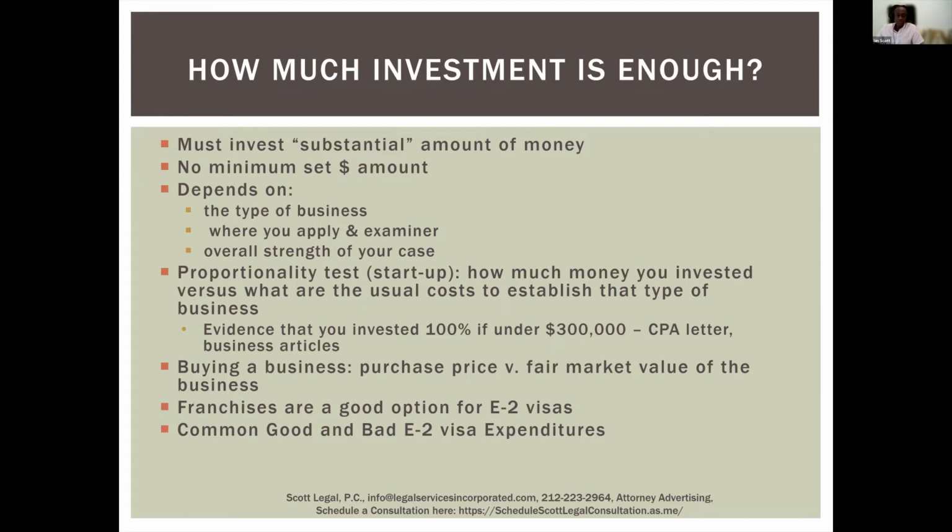So the next thing to touch on, which we touched on a little bit when we talked about the type of business, is that the government does use a proportionality test. If your business is something that's going to cost $300,000 or less to start, then you are required to spend all of the money to get the business up and running. If you're spending a lot more money, like maybe $1 million or $2 million for the business, then perhaps you don't have to spend the full amount to meet the substantiality test. But we look at that on a case-by-case basis.